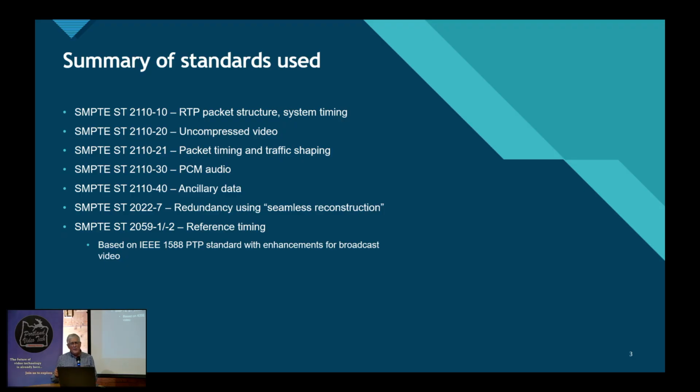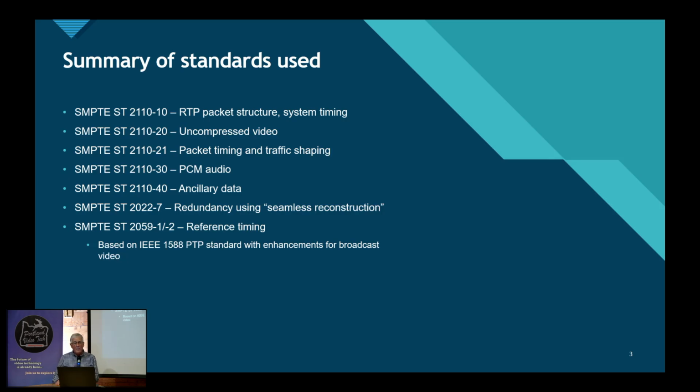2110-21 is also part of the video, and it specifies the packet timing and the traffic shaping to make sure everybody has fair access to the network and buffers don't overflow or underflow. 2110-30 is PCM audio, and I didn't put it here, but it's based on the AES67 standard, so it's just a few little tweaks on that standard. 2110-40 carries ancillary data, and 2022-7 is an older standard.